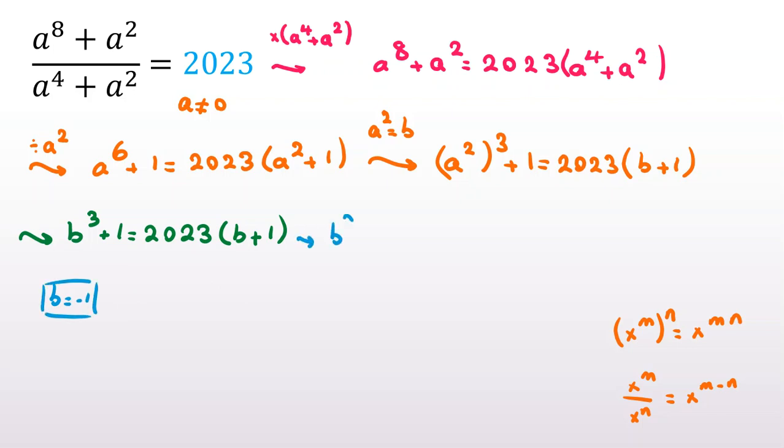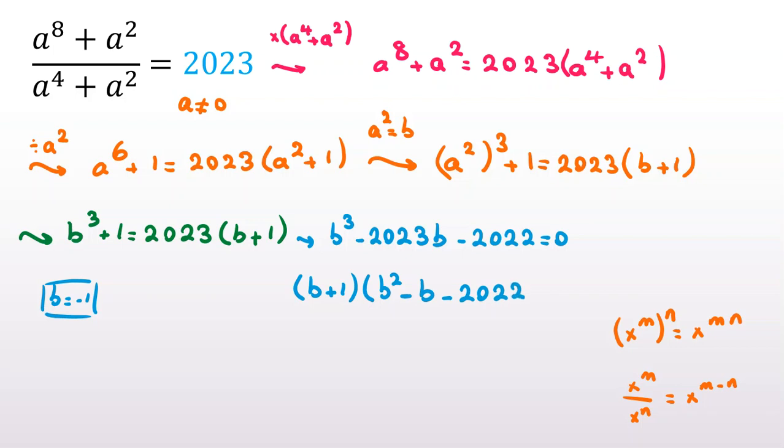When we use this, we take all things to the left-hand side: b cubed minus 2023b. Here we have 2023; if you take it to the left-hand side, negative 2023 plus 1 is negative 2022, equal to 0. Now we know b plus 1 is a factor, so we can factorize, and one factor is b plus 1. Then you say b squared times b gives b cubed, plus b squared. Then we don't have b squared, so we place negative b. Then we have negative b squared, negative b. We want to reach this, negative 2022, equal to 0.